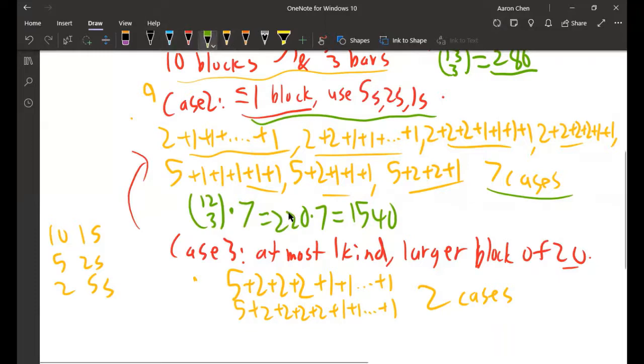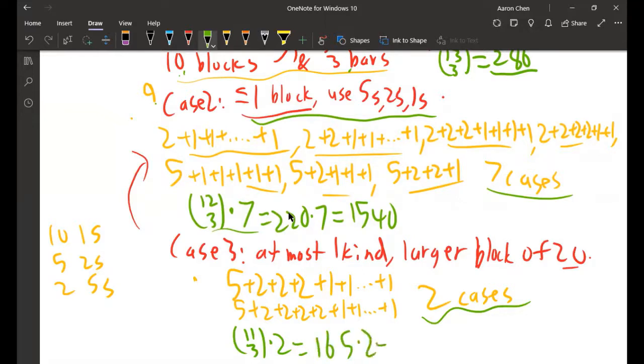So for this case, 12, just like how this had 10, and then this case 2 had 9, case 3 now has 8 blocks and 3 bars. And so that leads to 11 choose 3. And now there are 2 cases here. And so we multiply by 2 for similar logic to this case. And so this is equal to 165 times 2, which is 330.